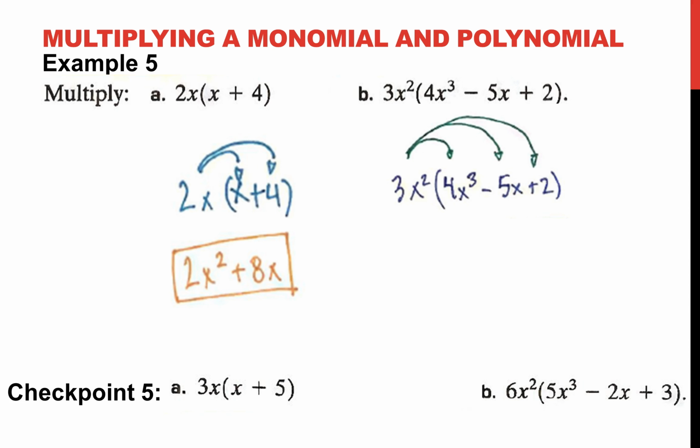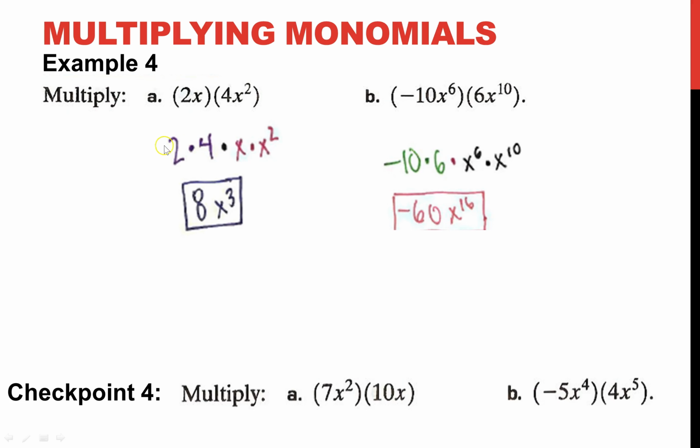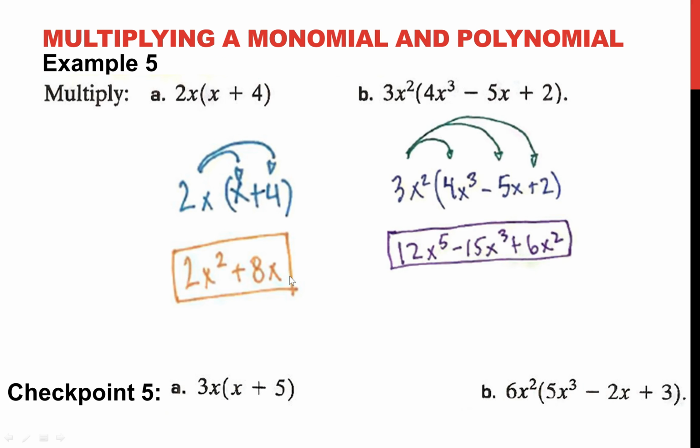Sorry, I skipped ahead a little bit, but I multiply the numbers, which is 12, add the exponents, which is 5, so 12x to the 5th. Multiply the numbers, 3 times negative 5 is negative 15, x squared times x is x to the 3rd, and 3x squared times 2 is 6x squared. Okay, so the key term here is to multiply and break down. It's exactly what we did in the previous slide. You multiply the numbers, then you add the exponents in the exact same way.